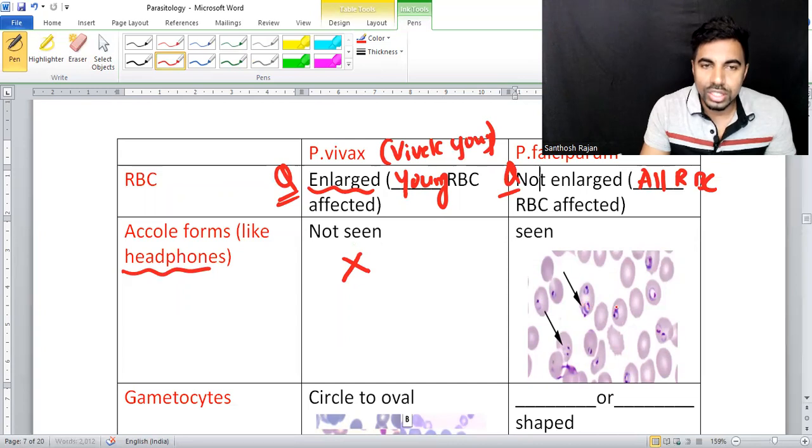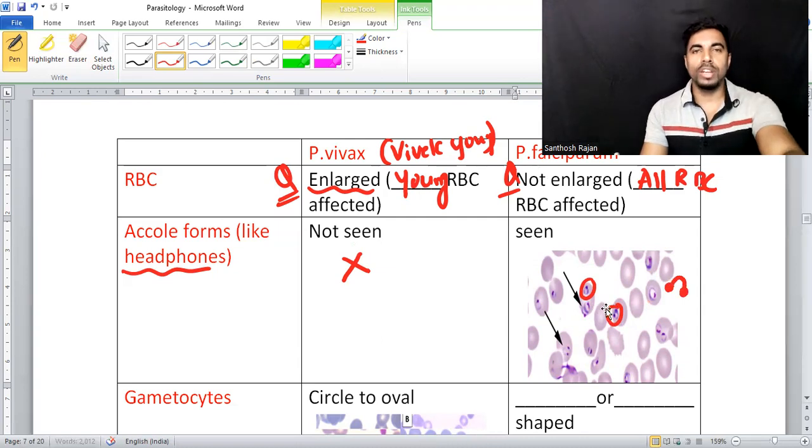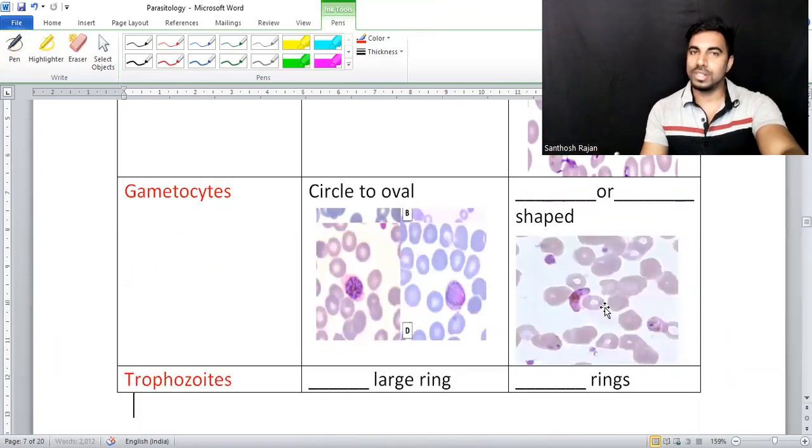Like this. See, you see this, right? These all look like an earphone. It looks like an earphone. That's our accole form. So, accole forms are common in falciparum. All these fancy things happen in your falciparum only.